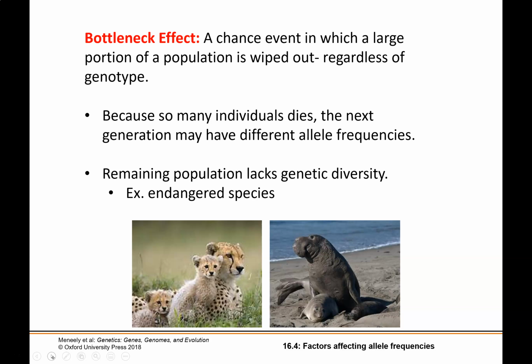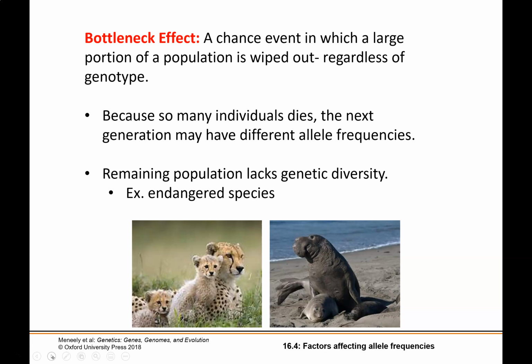I think that I just went through all of this on the last slide. So the bottleneck effect is just a chance event where a large portion of the population is wiped out regardless of their genotype, regardless of their alleles. Because so many individuals die in a short period of time, the next generation might have different allele frequencies. And then, of course, your remaining population is probably going to lack diversity. And this is a problem because if they are lacking genetic diversity, they are less likely to be able to respond to new environmental pressures.